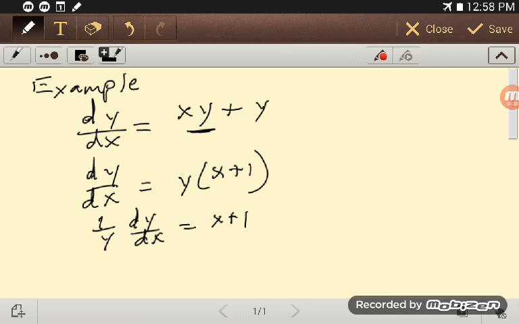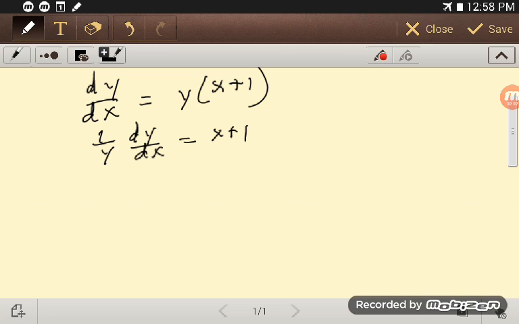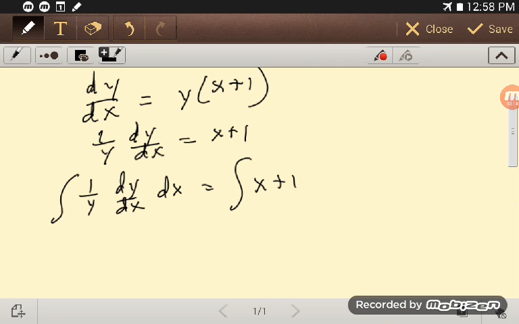So now, again, remember the way this works from here is I integrate both sides: the integral of 1/y dy/dx with respect to x, and on this side, the integral of (x plus 1) dx. Now, if you look there, it looks like dy/dx dx ought to be dy.